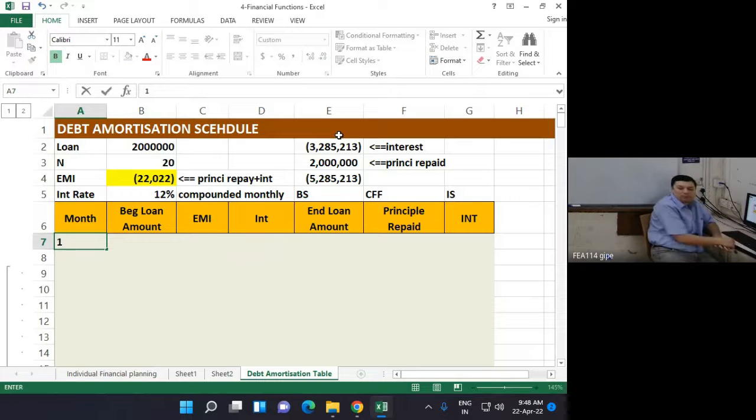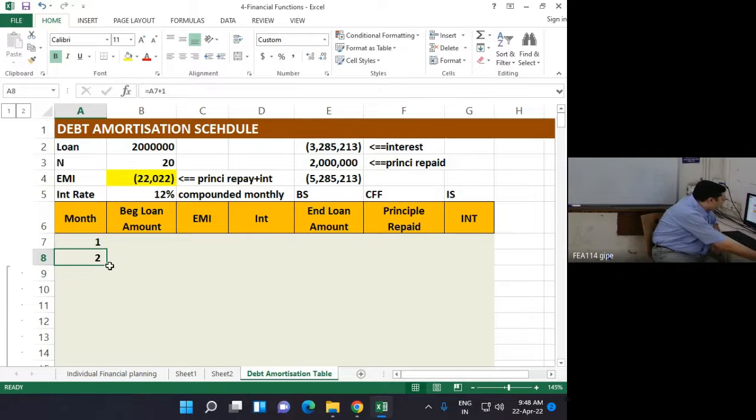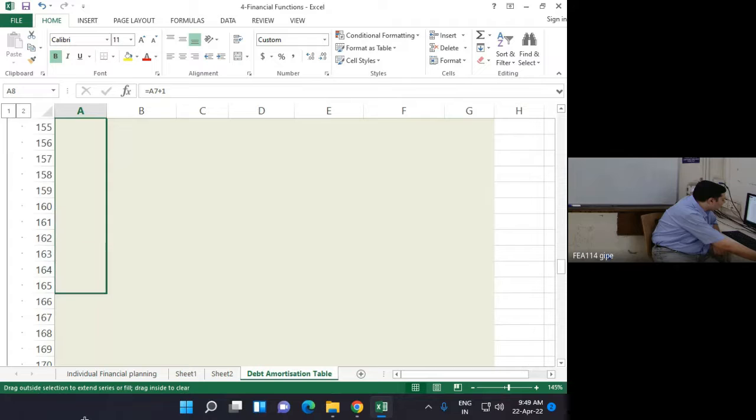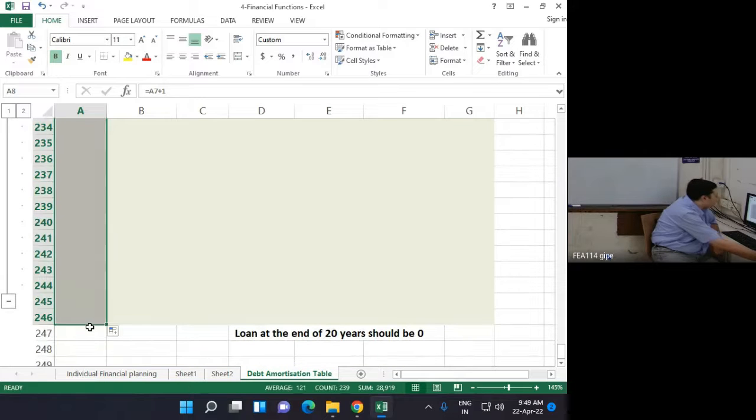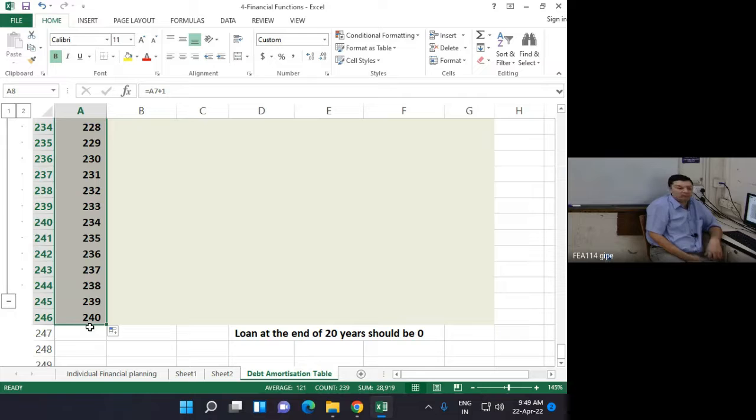Starting with first month, you put month 1 as the month number, and below it you put the formula above cell plus 1. Like that we are going to create a number series of 240 months. 240 months का number series create करते हैं. Okay, and drag only the formula. That is second month को आप drag कीजिए 240 तक. Okay, drag it to the filled color. That will be 240 months.